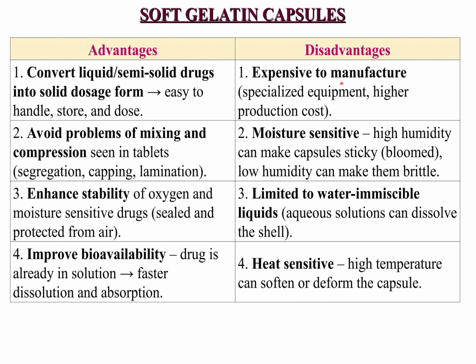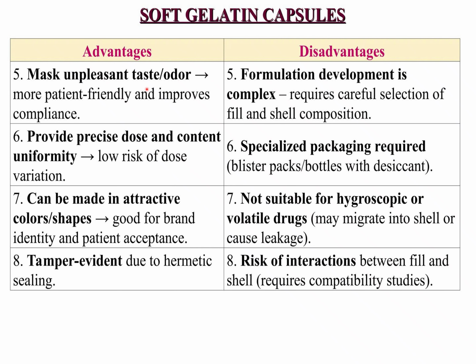However there are some disadvantages like it is expensive to manufacture. Then moisture sensitive. High humidity can make capsules sticky, bloomed. Low humidity can make them brittle. Then limited to water miscible liquids. Then heat sensitive. High temperature can soften or deform the capsule. So there are some other advantages and disadvantages. We'll discuss this later. So these are some other pros and cons of soft gelatin capsules.